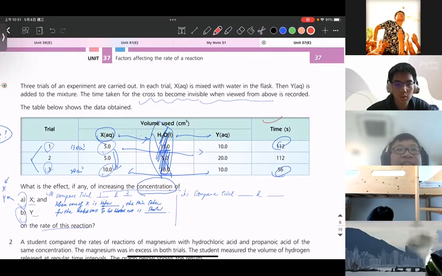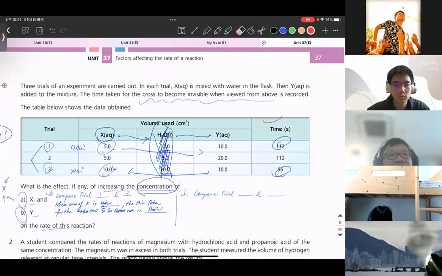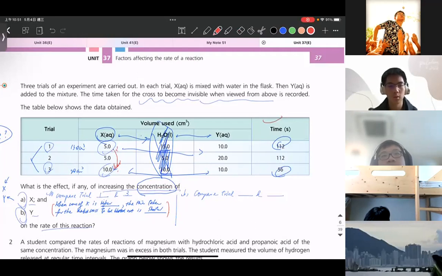Now, take a look at trials 1 and 3. Suppose I have a jump from this. So we have a change in concentration of X, right? So what is the change? How many times more concentrated is this? What you just mentioned is just a qualitative statement. I need quantitative. What is the change in the concentration from 5 cm cube to 10 cm cube?